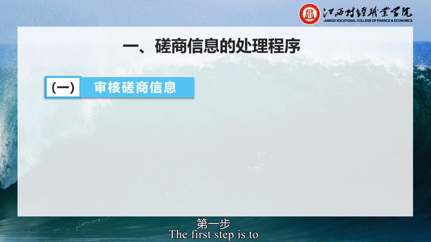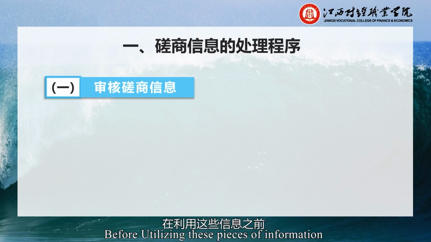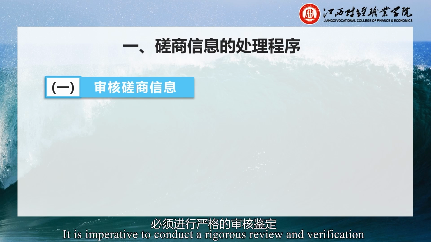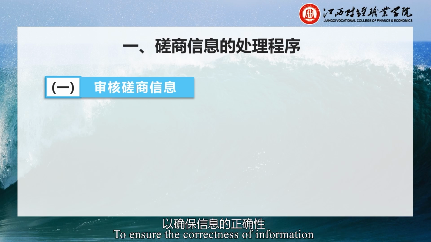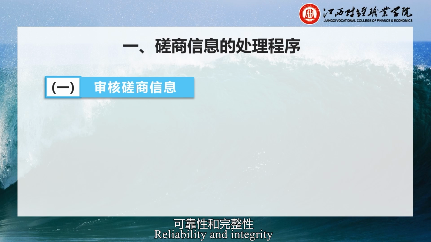The first step is to review the negotiation information. Before utilizing these pieces of information, it is imperative to conduct a rigorous review and verification to ensure the correctness of information, reliability, and integrity.